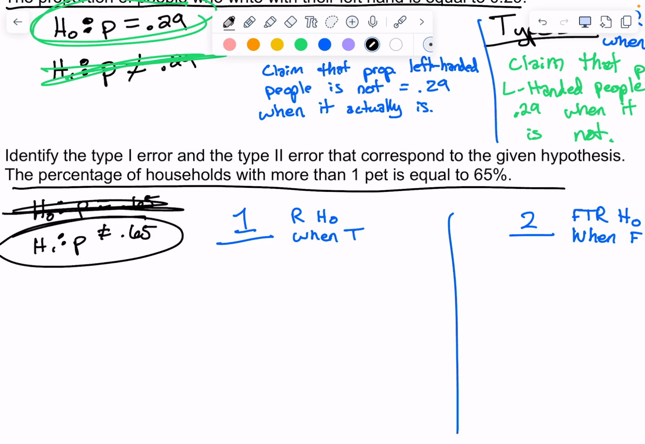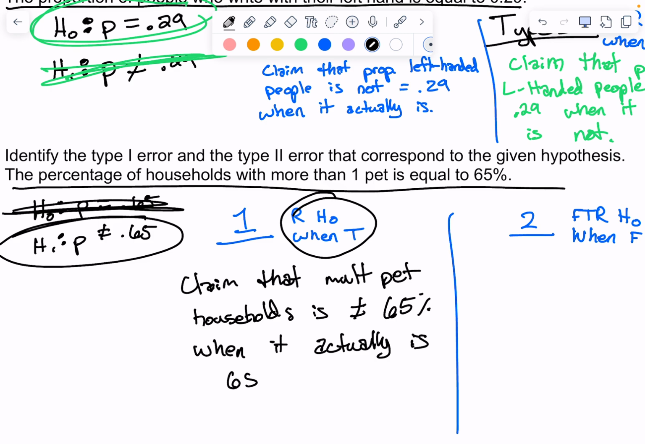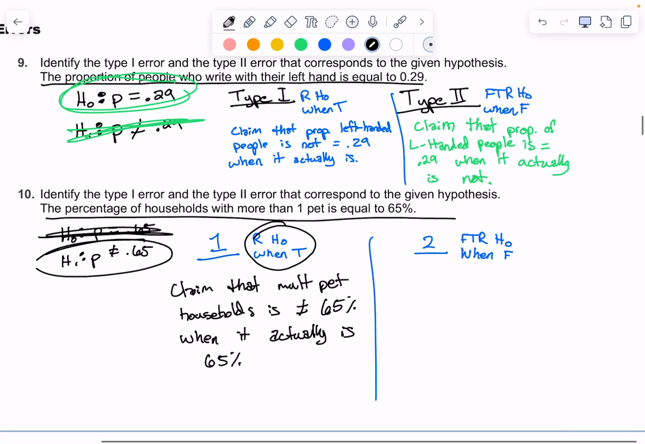So this is what we're concluding in this scenario. We are claiming that multi-pet households is not equal to 65% when it actually is 65%. We're claiming it's not 65% when it actually is 65%. Got it?